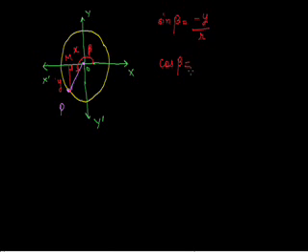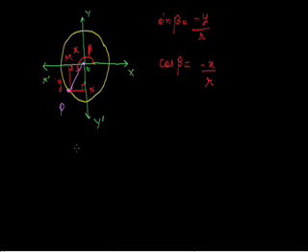Let's talk about cos beta. For cos, we need the perpendicular distance of point P from y-axis, which is PN. But we know that PN will be equal to OM, and we are moving in the direction which is left of y-axis. So we need to take this x as negative, because we are in the negative direction of x-axis. So it will be minus x upon r. So sin beta will be minus y by r and cos beta will be minus x by r.